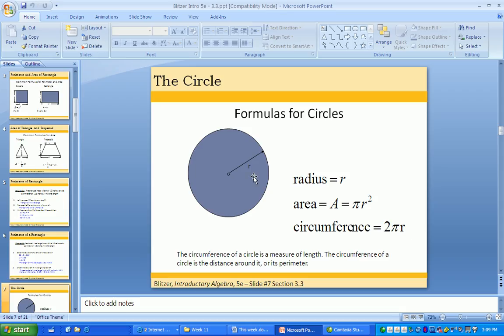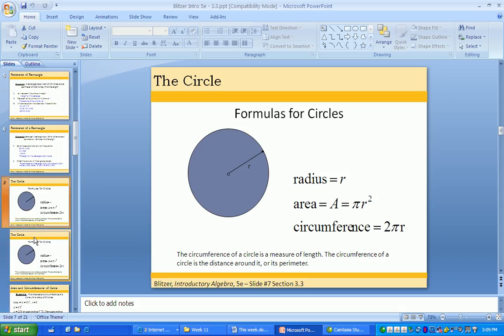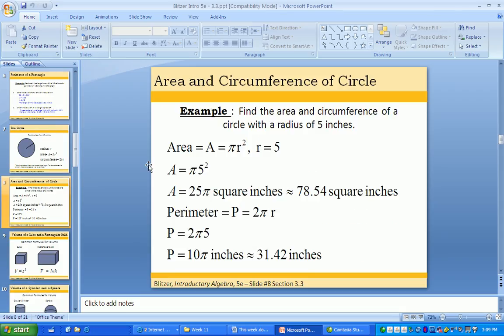Here's a problem. Find the area and circumference of a circle with a radius of 5 inches. So the area we know is equal to pi r squared. If r is equal to 5, we know 5 squared is 25 times pi. And if we approximate that out, if we estimate pi to be 3.14, our answer is 78.54 square inches.